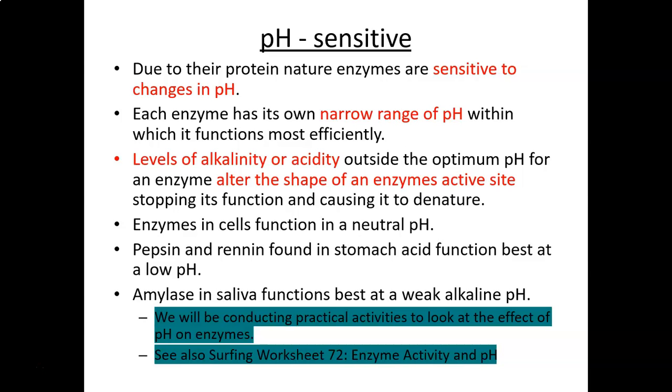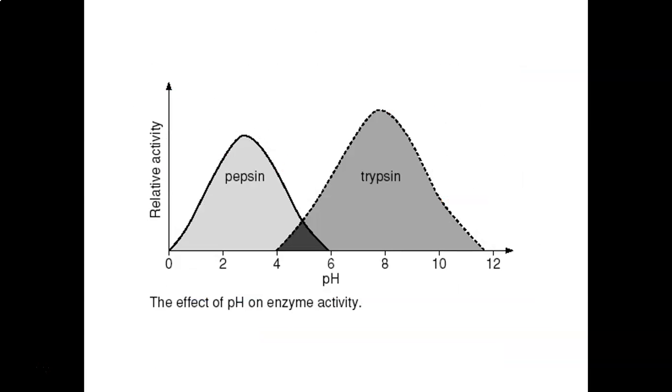Now, a lot of the enzymes found in cells function in a neutral pH. Not always the case though. Pepsin and renin, found in the stomach, function best at a low pH. Salivary amylase functions best at a weak alkaline pH. We're going to be conducting practical activities to look at the effect of pH on enzymes, so you can also see Surfing Worksheet 72, Enzyme Activity and pH.